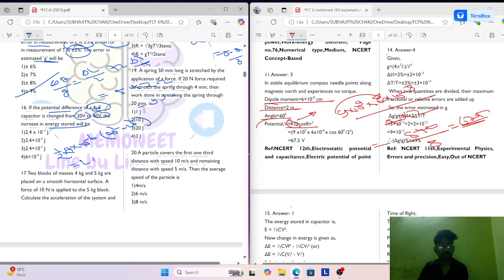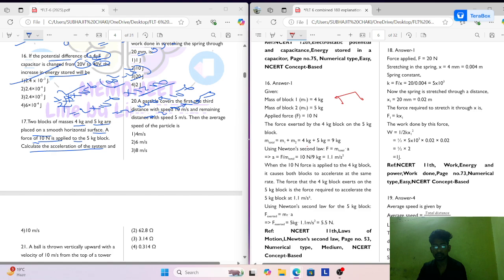Two blocks of masses 4 kg and 5 kg are placed on a smooth horizontal surface. A force of 10 Newton is applied on the 5 kg block. Calculate the acceleration of the system and the force exerted by the 4 kg block on the 5 kg block. So the 5 kg block is placed and the 4 kg block is placed. Applied force is 10 Newton.